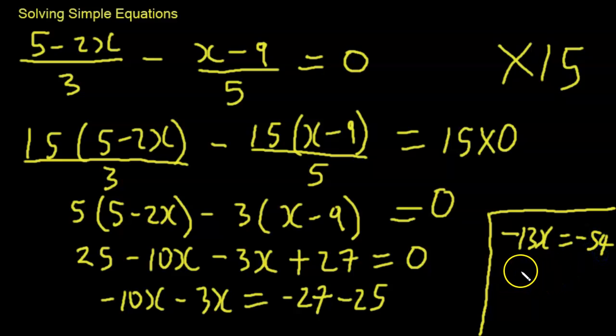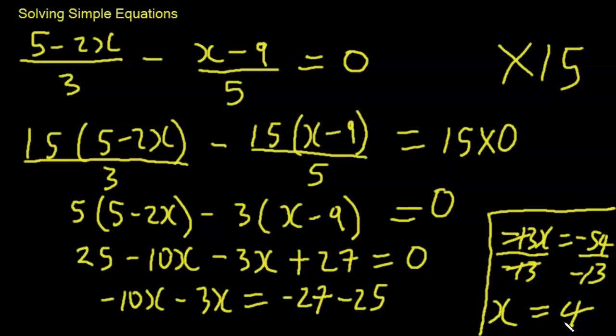Remember now we're solving for x, so you want to get rid of the minus 13. You divide both sides always by whatever you want to get rid of, in this case minus 13. Anything over itself will give us 1, right? So minus 13 divided by minus 13, that's 1, so 1x. And minus 54 divided by minus 13. Remember, negative divided by negative is always positive. So that's positive 4. So x is equal to 4.